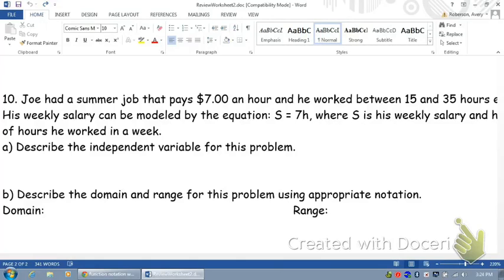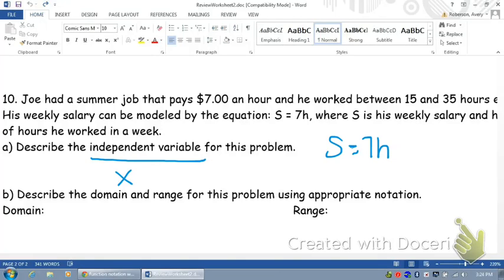It asks you first thing: describe the independent variable. What is the independent variable asking you? We know another name for the independent variable is the x, your x or your domain. Now you want to think about what is going to go in place of my x for this case right here. You have S is equal to 7H. So what will go on the x-axis? What will be your domain?